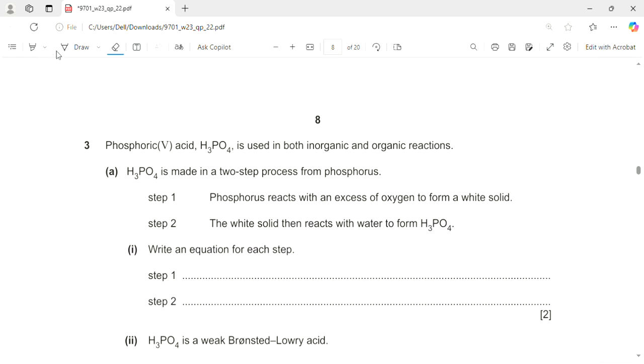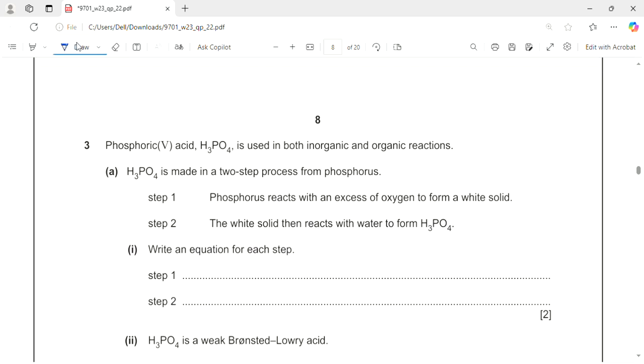It's like P4 plus oxygen. What is the white solid? This white solid is P4O10.